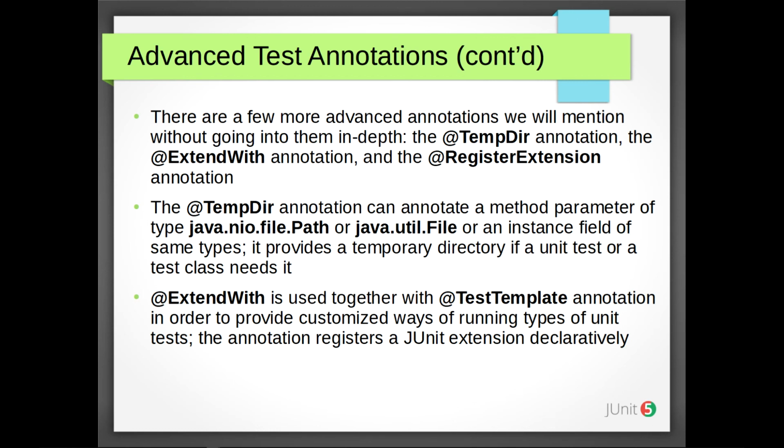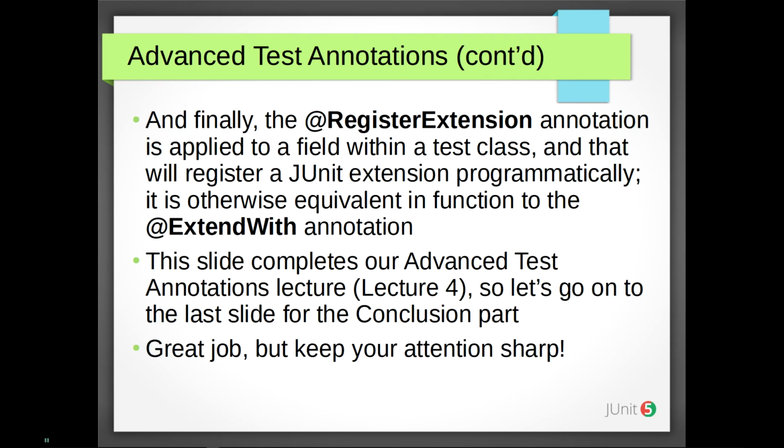@ExtendWith is used together with the @TestTemplate annotation in order to provide customized ways of running types of unit tests. This annotation also registers a JUnit extension declaratively, but that is the subject of a later lecture. And finally, the @RegisterExtension annotation is applied to a field within the test class, and that will register a JUnit extension programmatically, which is another way to register a JUnit extension. It is otherwise equivalent in function to the @ExtendWith annotation, and these are features specifically of the JUnit 5 Jupiter platform.